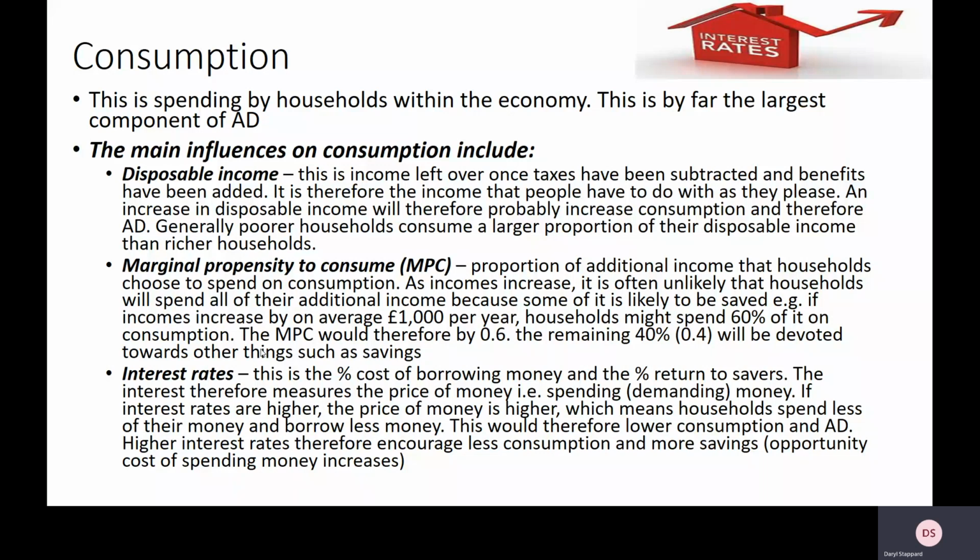So look at that final point there, interest rates. And this ties in wonderfully with the marginal propensity to consume. An interest rate is the percentage cost of borrowing money from banks or from financial institutions, but it's also the percentage return available to savers. If we were to lower interest rates, people would be more likely to spend rather than save their money.